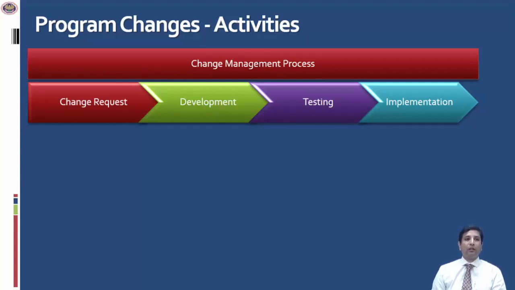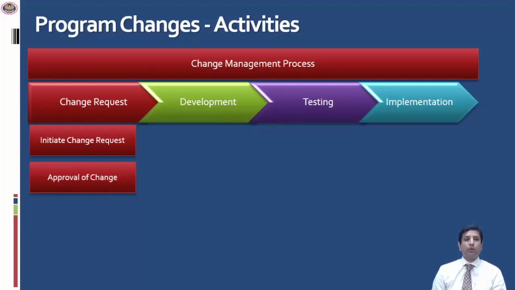Now let us look at the individual activities within each process. So whenever a new change is required, a change request is initiated. The change will be approved by a person who is a reporting manager or a business manager for that department. For example, if the stores department is requesting a change in the ERP, the stores manager or the head of department typically approves the change.